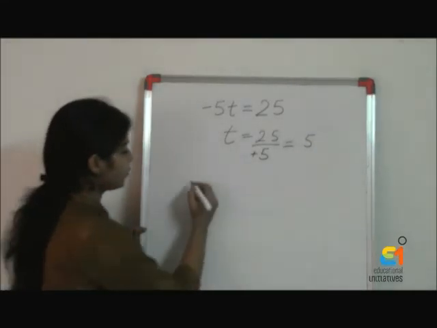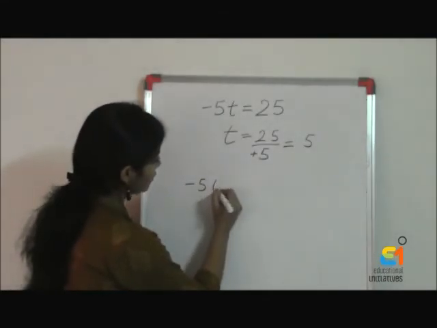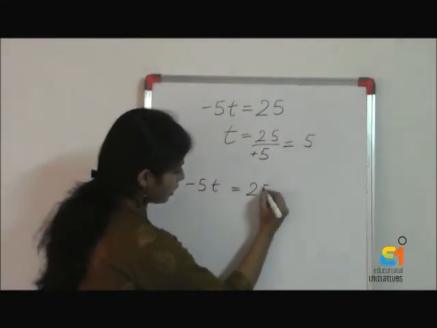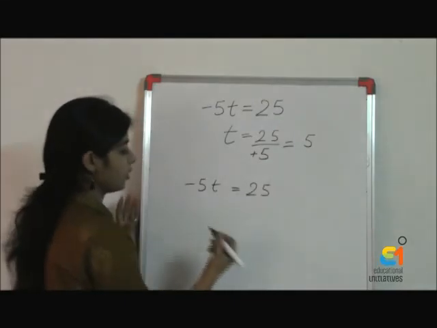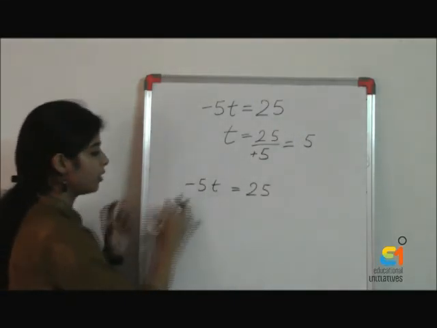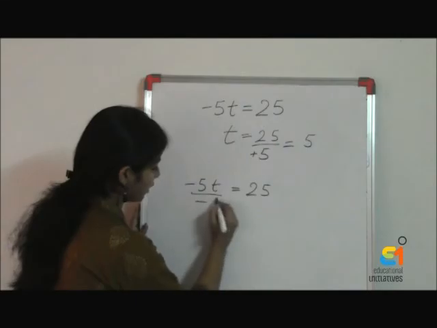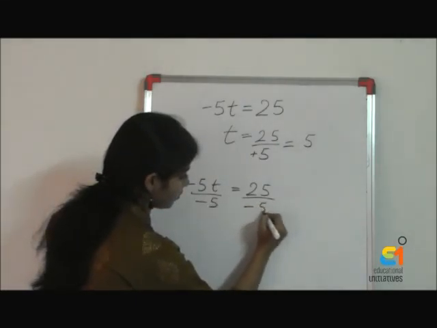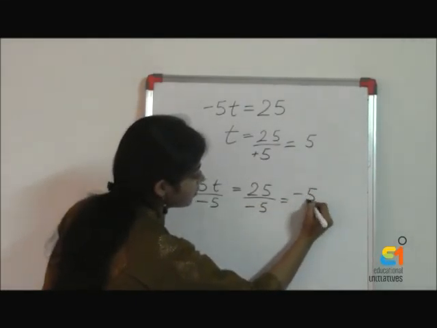Instead, if they would have solved this equation in this way, that is, if they would have divided both sides by minus 5, they would have got the answer as minus 5.